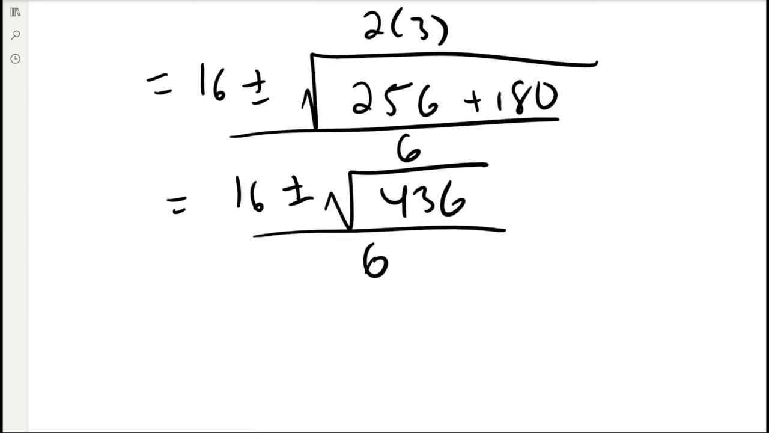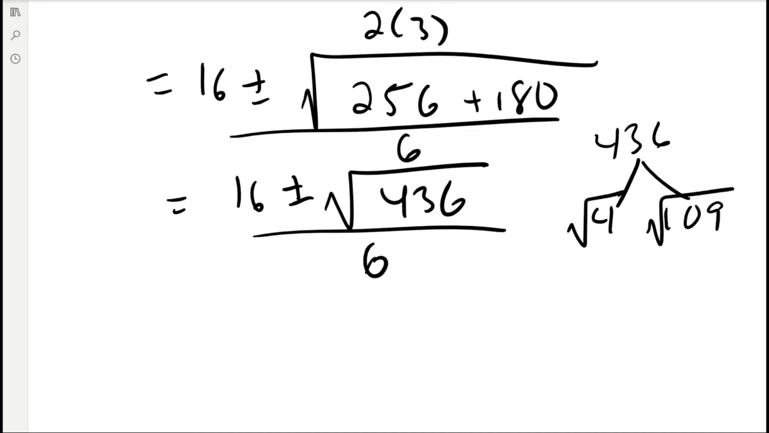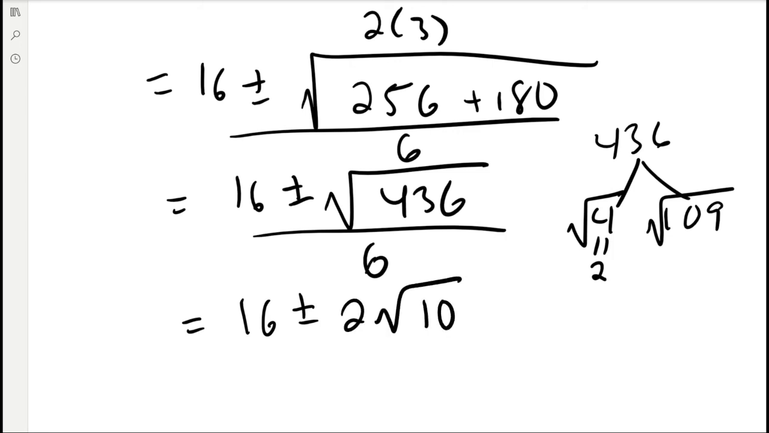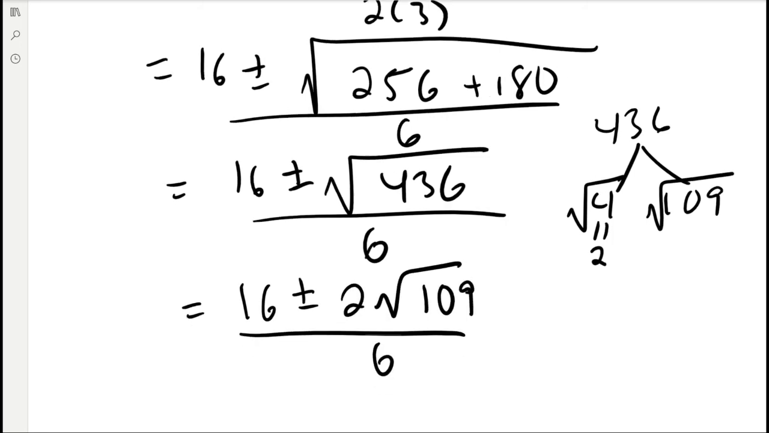However, we're going to break down the 436. We can break it down into its factors. Turns out we can divide by 4, so this breaks into 4 and 109. And then we know that the square root of 4 is 2, and we cannot do the square root of 109. So this is equal to 2. So we have here 16 plus or minus 2 times the square root of 109 over 6.